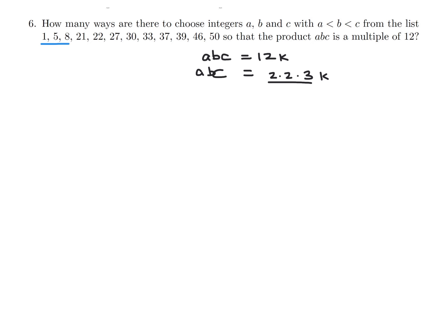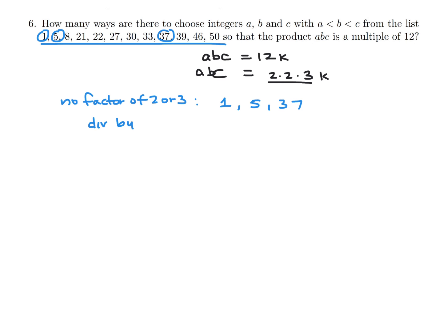Now these numbers that they gave us, let's put them into little groups here. So first we have a group that has none of those. It doesn't have any factor of 2 or 3. So that's these guys, I think 1, 5, and 37. So let me just circle them, 1, 5, and 37. Then we need a number that is divisible by 2, because that's going to give me these guys. So those are all the even ones: 2, 22, 46, and 50.